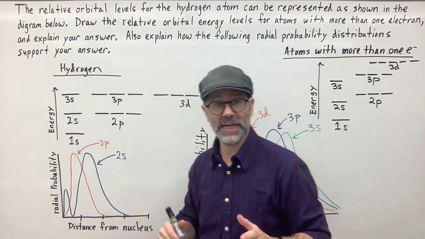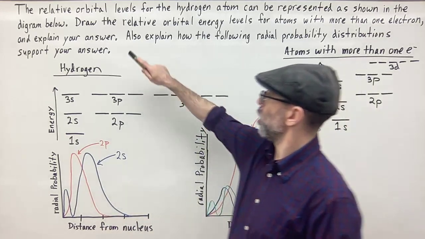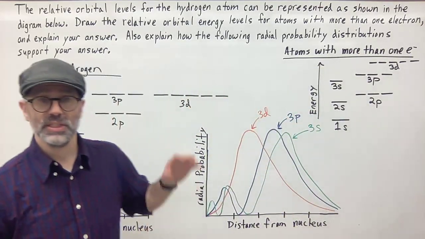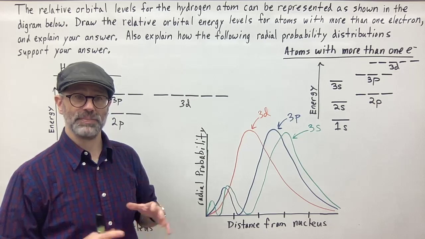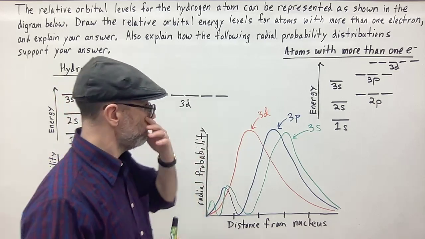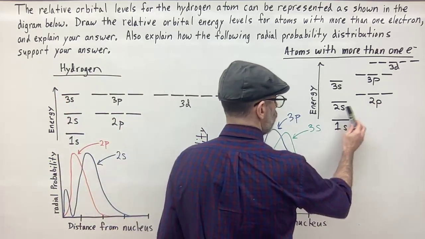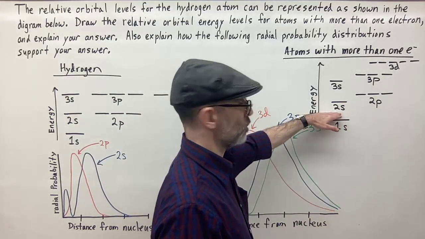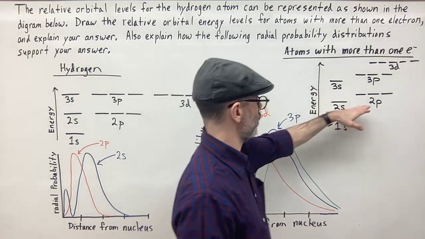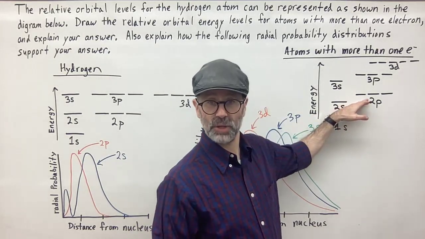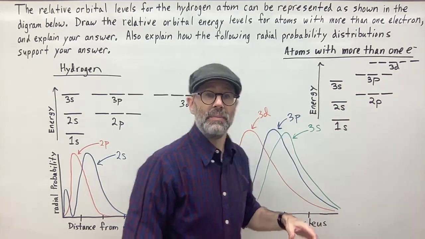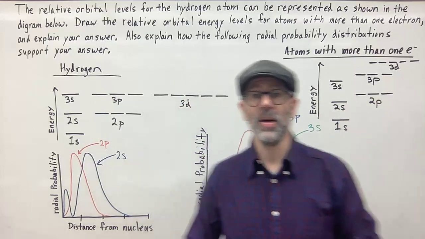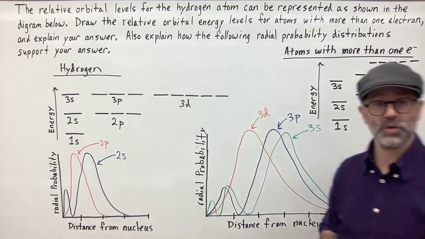So again, we're getting into the next question. It says, also explain how the following radial probability distribution maps support your answer. Well, here we see that the 2s orbital or sublevel is lower in energy than the 2p sublevel. So is this supported by the radial probability distribution map for those two?